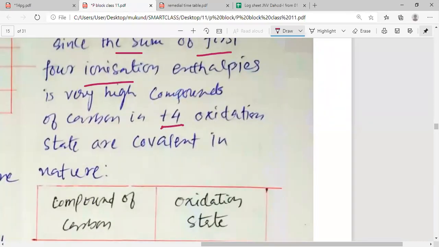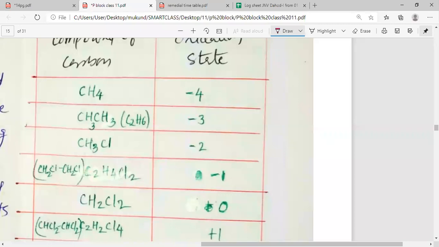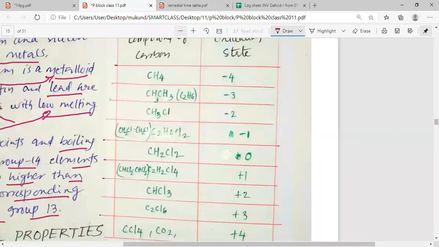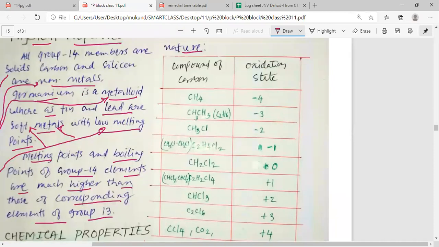Compounds of carbon in +4 oxidation states are mostly covalent in nature. Now here, my dear students, I have shown you the various oxidation states shown by carbon. You can see that in various compounds, carbon can show variable oxidation states ranging from -4 to +4. So let us understand the various oxidation states of carbon. Carbon can show the oxidation states -4, -3, -2, -1, 0, +1, +2, +3, and +4.